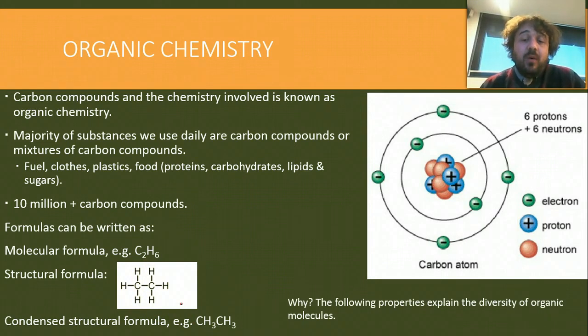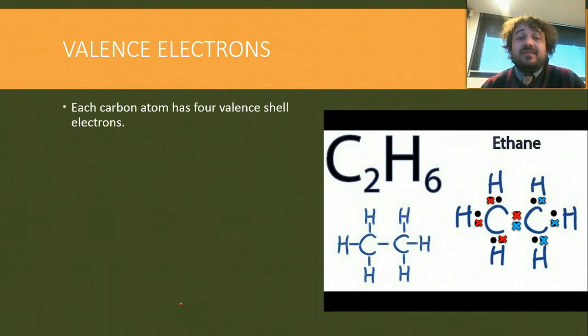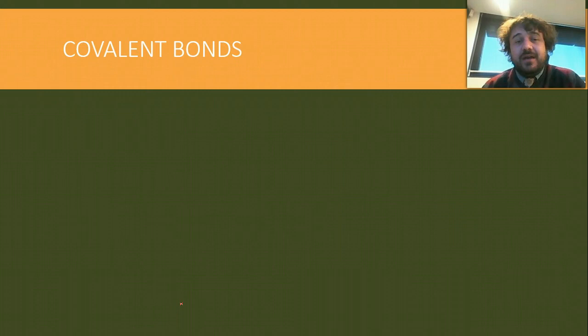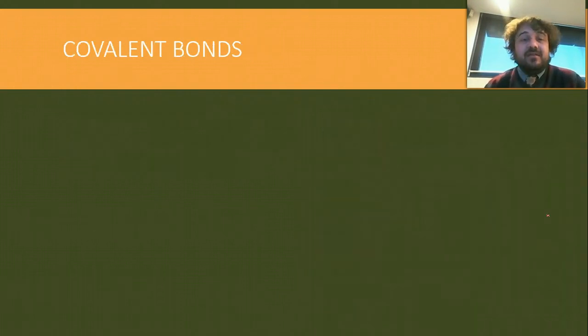Why is this diversity possible? Well, it's the valence electrons. We're about to go through 4 properties that explain why this is possible. Each carbon atom has 4 valence shell electrons. It can share these to form covalent bonds, and it can share them in a variety of ways. If we go back here, we can see that the carbon has shared, so these red ones are for this carbon, these blue ones are for this carbon, and you can see that it's able to share them to get its 8 in the outer shell.